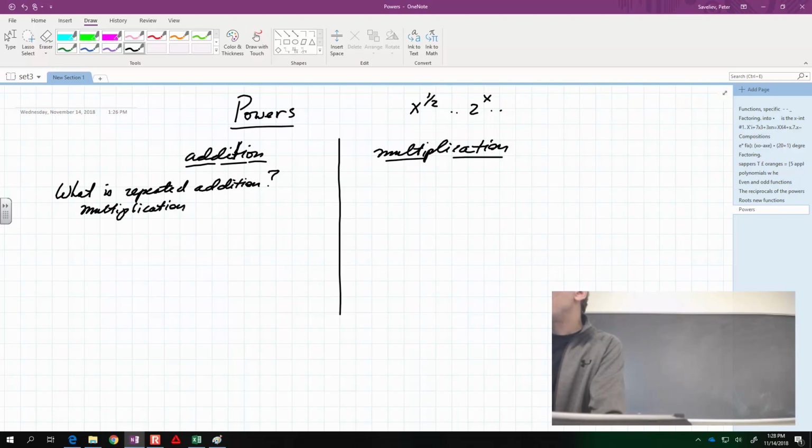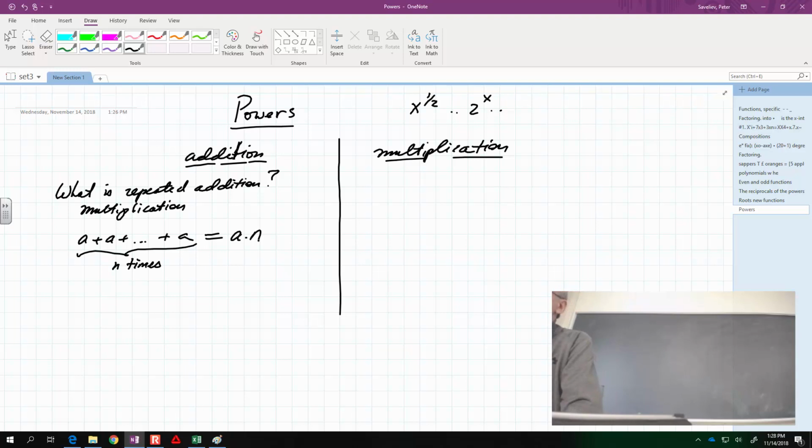And by that we mean this: a plus a plus a, n times, is equal to a times n. It is literally an abbreviation, a convention. Instead of adding, at some point we decided to abbreviate as much as possible. You don't want to repeat it many times, especially if it's a large number, so you put a dot in the middle between the two numbers.